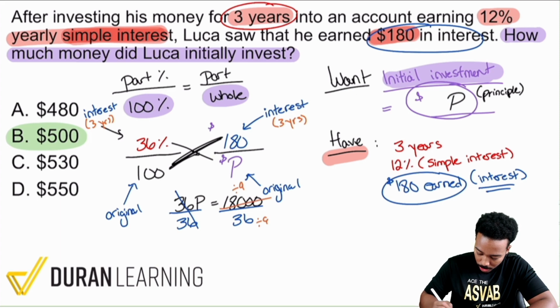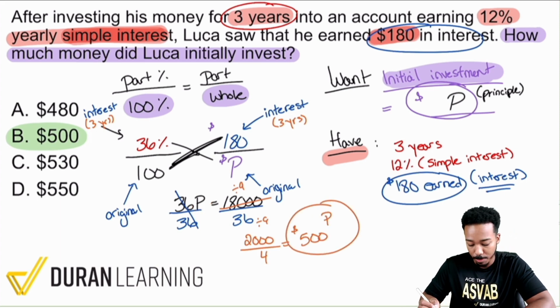So I'm going to cancel here. 18,000 divided by 9 will give me 2,000. Then 36 divided by 9 gives me 4. 2,000 divided by 4 gives me 500. And again, that's what P equals. That would have been the principal amount, or the initial investment. And that's how we can get $500.